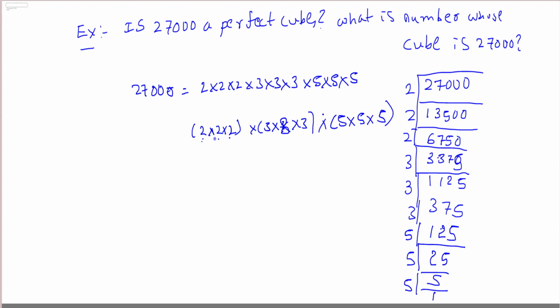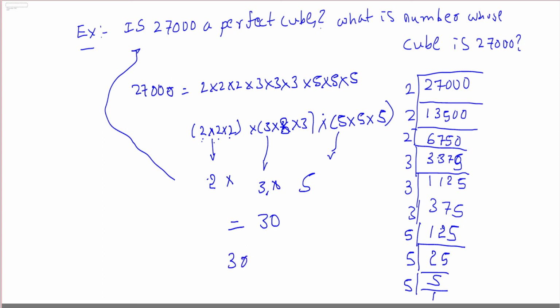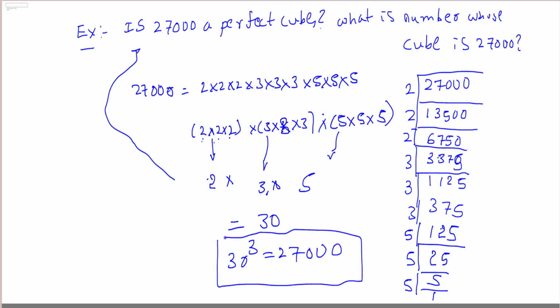In order to get the number whose cube is the given number, whose cube is 27,000, you have to take one factor from each group. You take 2 from this group, 3 from this group, and 5 from this group. What do we get? 3 fives are 15 and twos are 30. So the cube of 30 is the given number. See, this is how we can solve the examples.